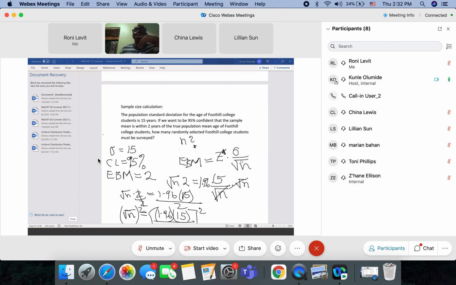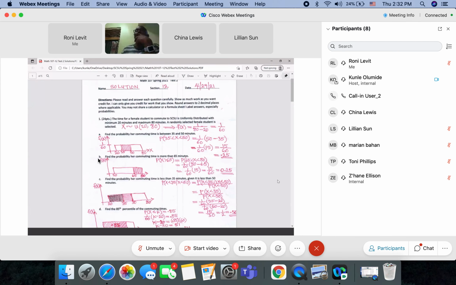Can you see my screen? It's still on the example we did. Not the example. Can you see the test now?